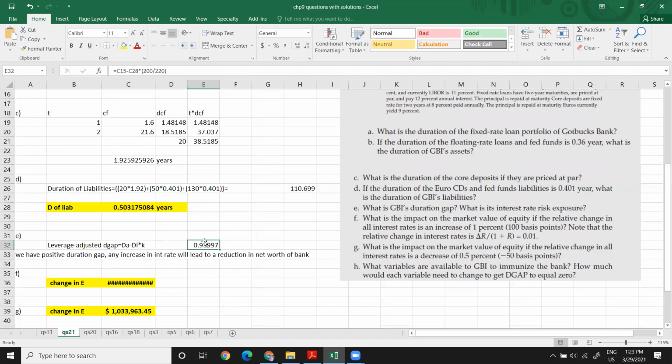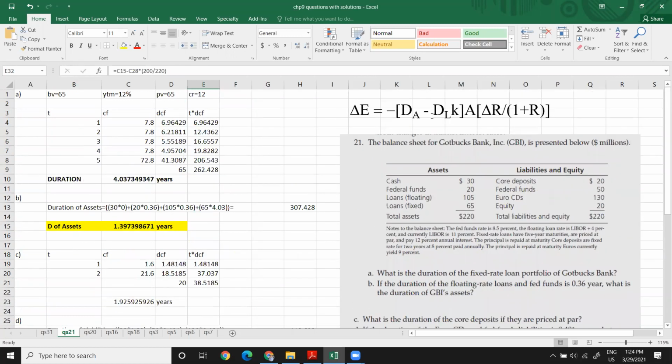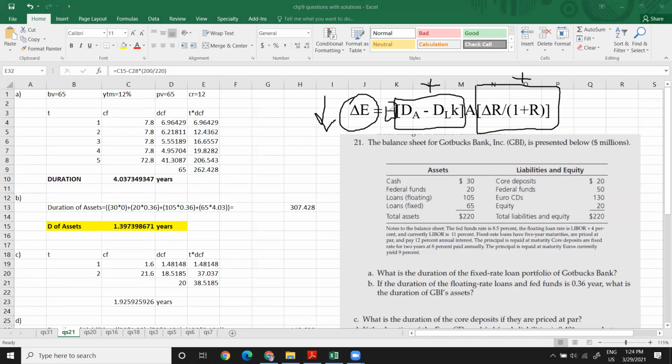If it's positive, we have a positive duration gap. Any increase in interest rate will lead to a reduction in the net worth of the bank or any financial institution. So if this part is positive, then any relative change in the interest rate, let's say if it's positive, means the net worth of the bank, the change in the equity, will go down because of this negative sign. If the interest rate is going down and the leverage adjusted duration gap is positive, then your equity will go up. So it's the opposite direction.